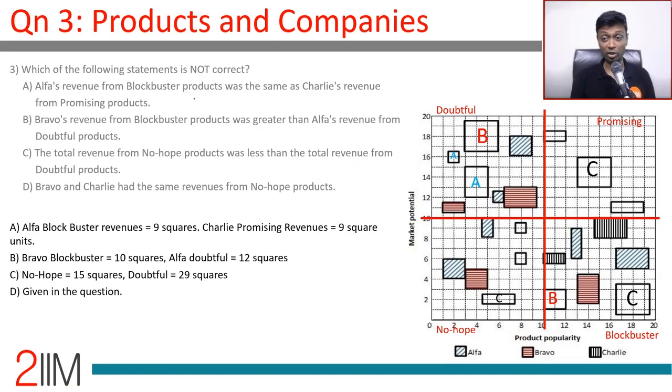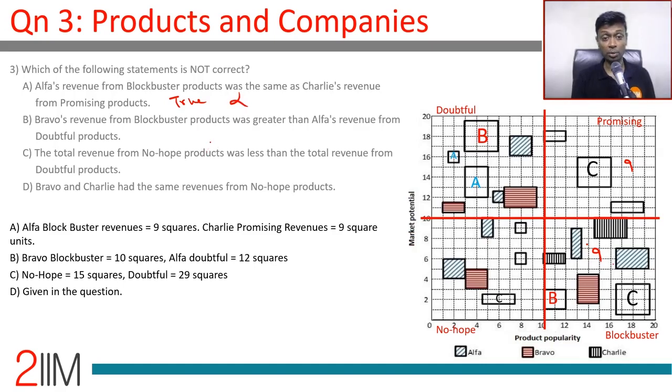Which of the following statements is not correct? Alpha's revenues from blockbuster product was same as Charlie's revenue from promising products. Alpha blockbuster. Alpha is blue, blockbuster 3 plus 6, 9 units, 9 squares. Charlie from promising products is 3 by 3, 9. This is indeed correct. So this is true. This is not our choice then.